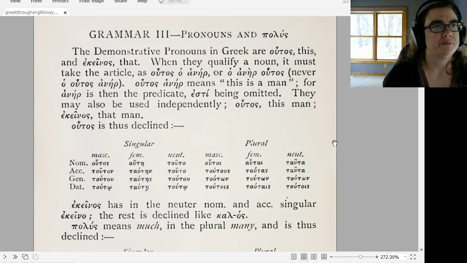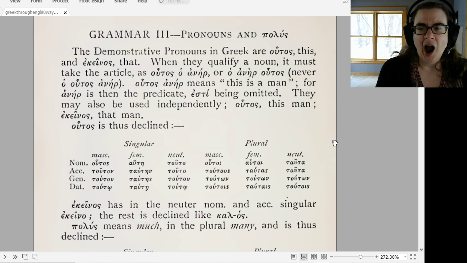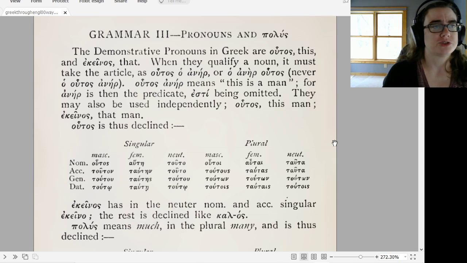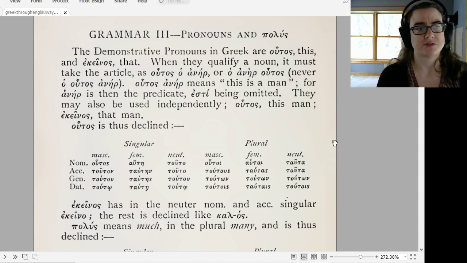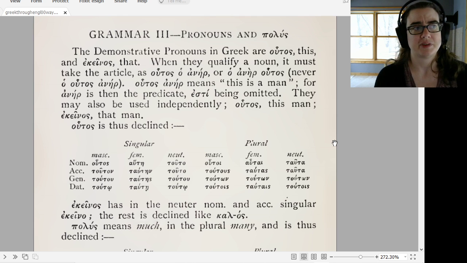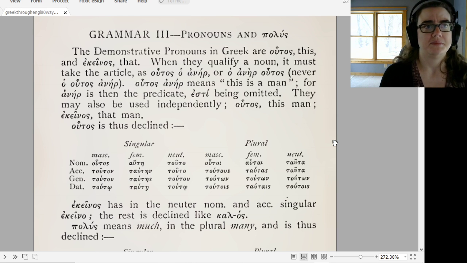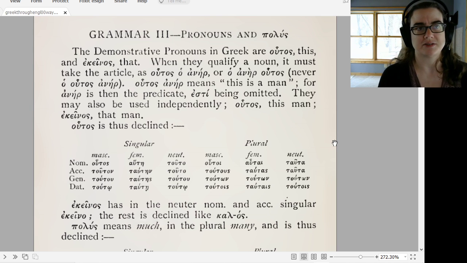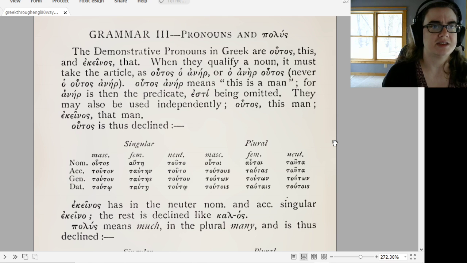So, pronouns in polus. I'm probably gonna do that a lot. Pronouns are super important in Greek. Greek has a ton of pronouns, like a ton of them. And polus means many, so that's super important because that's a very important word to have at your disposal. So the demonstrative pronouns are what we're focusing on today. Hutos, this, and echenos, that.